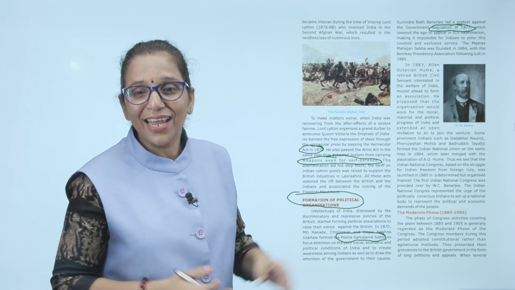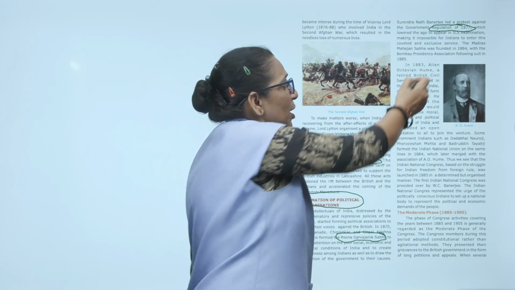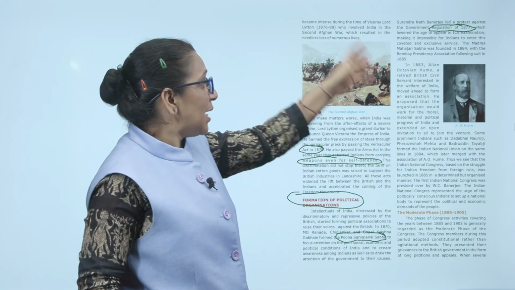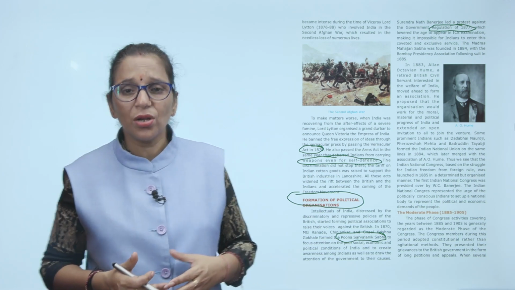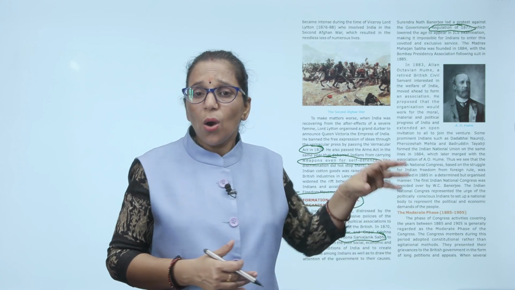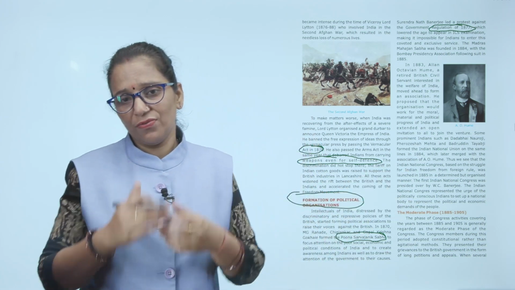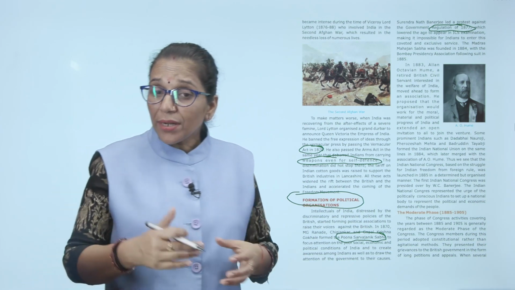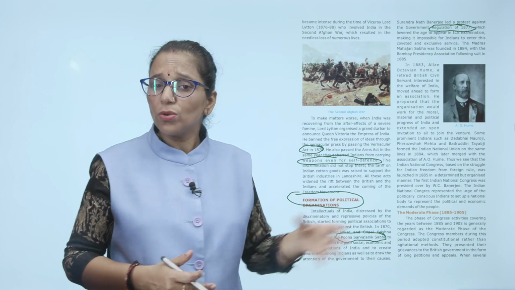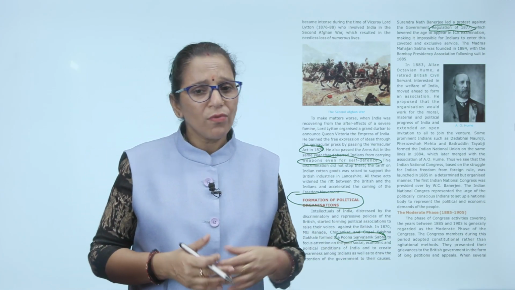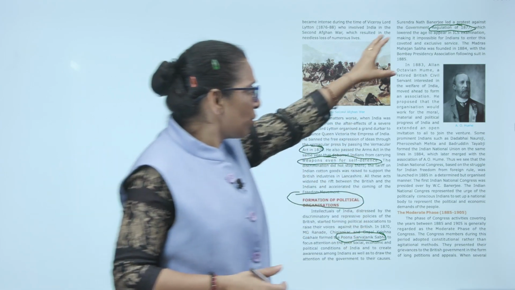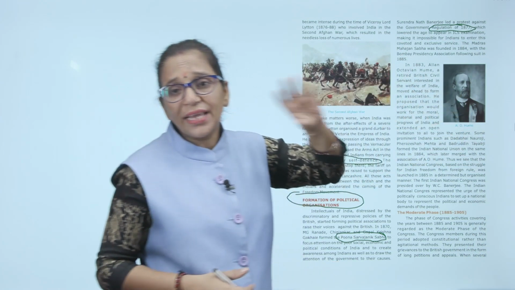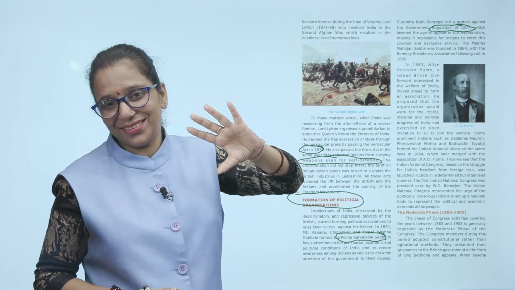So in 1883, A.O. Hume, Alan Octavian Hume, whom we call A.O. Hume, was a retired British civil servant interested in the welfare of India. You can see the picture of A.O. Hume. He moved ahead to form an association, especially a political association, proposing that the organization should work on the moral, material and political progress of India. Some prominent Indians such as Dadabhai Naoroji, Firoz Shah Mehta, and Badruddin Tyabji also formed the Indian National Union on the same lines in 1884, which later merged with the A.O. Hume Political Association, the INC, Indian National Congress.